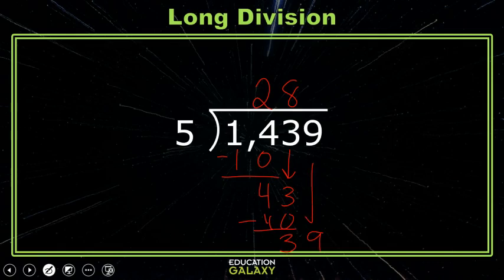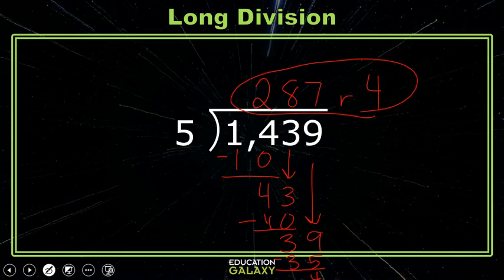That makes 39. We know 5 goes into 39 7 times, but that's only 35, so that means there are 4 left over. So 4 is our remainder. That makes our answer 287 with a remainder of 4.